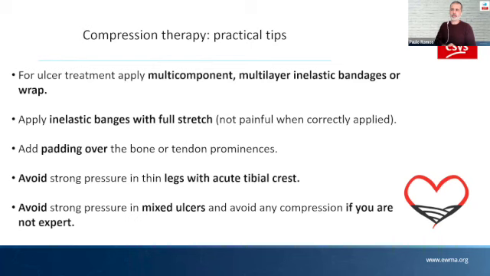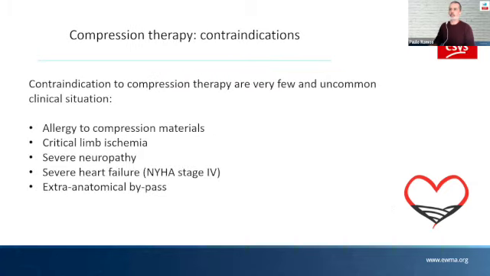earlier in this talk. Padding is very important, especially on bone prominences and tendon prominences, and of course, do not forget, when we are using, for example, negative pressure wound therapy with compression therapy, to avoid that the system could harm the patient too. Avoid strong pressure in legs with an acute tibial crease; some patients have a very acute tibial crease, so be aware of that. And of course, avoid strong pressure on these ulcers, but we can dose the pressure with systems like the wraps, which could be very helpful in our clinical practice.